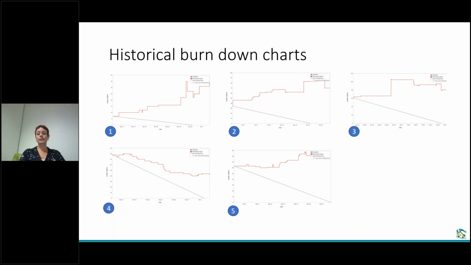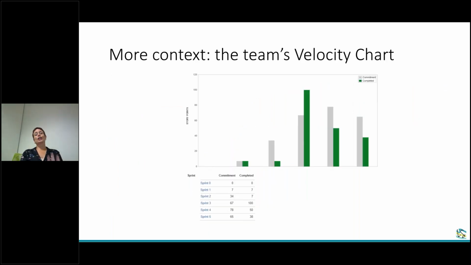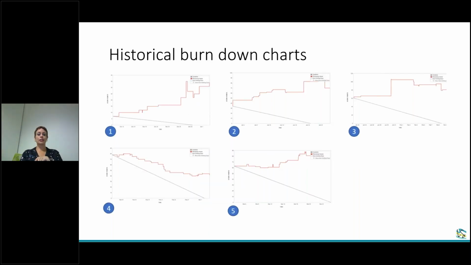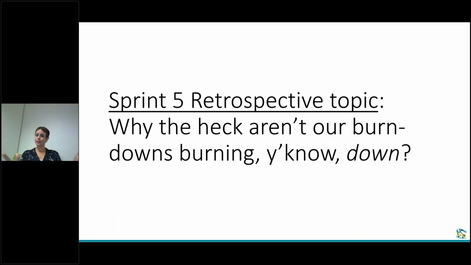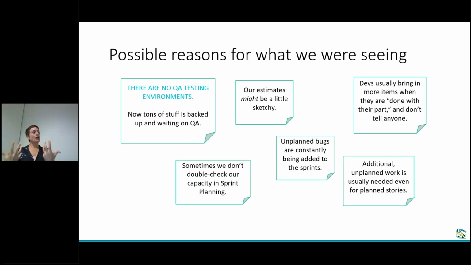So we looked at these, we looked at our velocity chart, and we said, you know what, guys, something is wrong. So obviously, what do we do? We retrospected on it. Why aren't our burn downs burning down instead of going up? So we talked about a few things. Obviously, the fact that there's no QA testing environment was a little difficult. It was a huge challenge, I'm going to say. I'm not going to be nice, it wasn't a little difficult, it was a huge challenge.